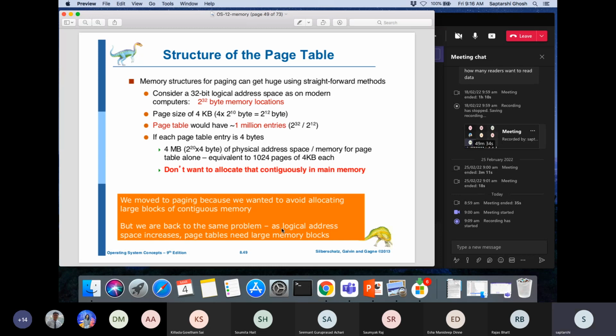In those cases, if you see the numbers here, it can well happen that the page table has a million entries and the size of the page table becomes equal to 10 pages. So now we have a problem. We came to paging because we wanted to avoid contiguous memory allocation. But now we have a situation where page tables have become so large that they would require 10 pages or more of contiguous memory. So that is the problem that we will now discuss how to solve.